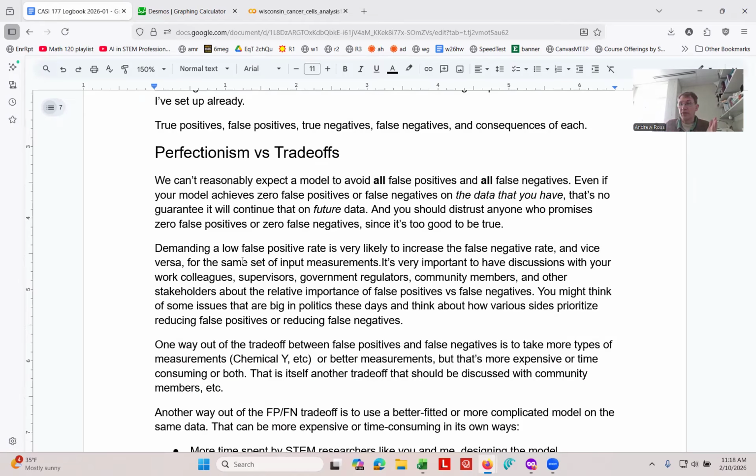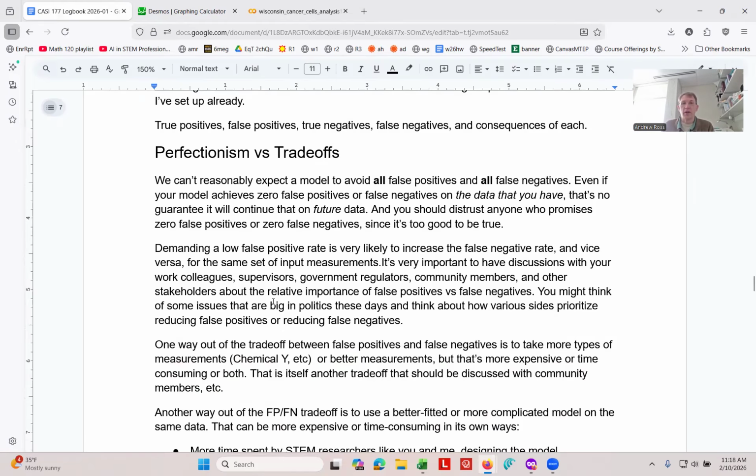One way out of the trade-off between false positives and false negatives is to take more types of measurements. Like, we measured chemical X, what if we also measured chemical Y? Or maybe take better measurements, maybe measure chemical X 3 days in a row and take the average to reduce the noise. But that's more expensive, more testing, more blood samples, or it could be more time consuming, or both. So that itself is another trade-off that should be discussed with community members and everyone else: the balance between reducing false positives and negatives and more time and effort spent gathering other types of measurements.